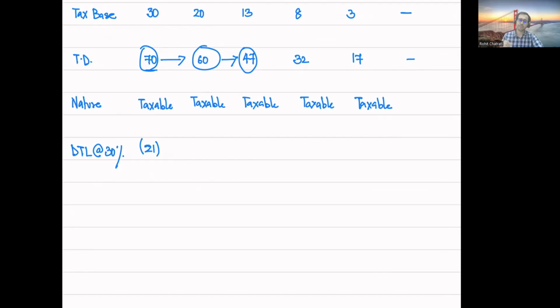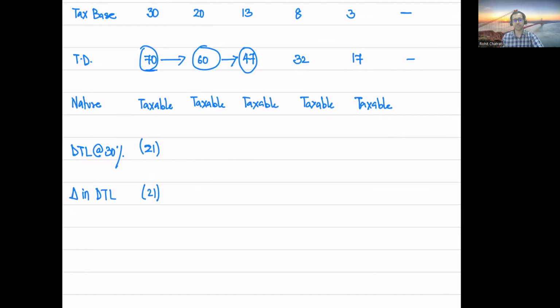From now onwards, if it's a deferred tax asset, I will plot it as positive. If it's a deferred tax liability, I will plot it as a negative number. So the deferred tax liability is 21. In the first year, I'm going to have a change in DTL also of the same value. I'm going to have a negative 21, negative representing a deferred tax expense.